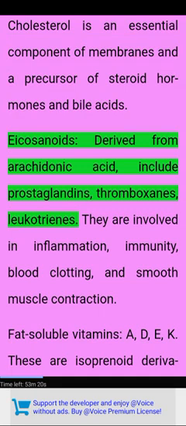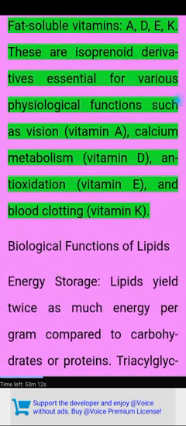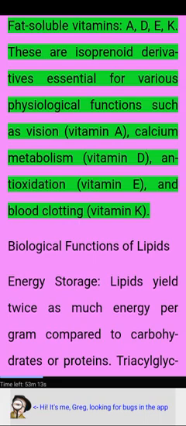Eicosanoids, derived from arachidonic acid, include prostaglandins, thromboxanes, leukotrienes. They are involved in inflammation, immunity, blood clotting, and smooth muscle contraction. Fat-soluble vitamins: A, D, E, K. These are isoprenoid derivatives essential for various physiological functions such as vision, vitamin A, calcium metabolism, vitamin D, antioxidation, vitamin E, and blood clotting, vitamin K.